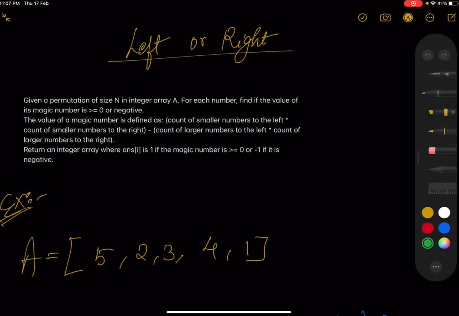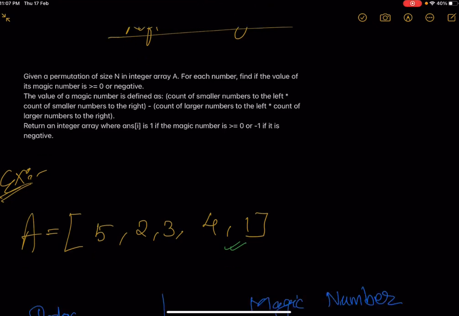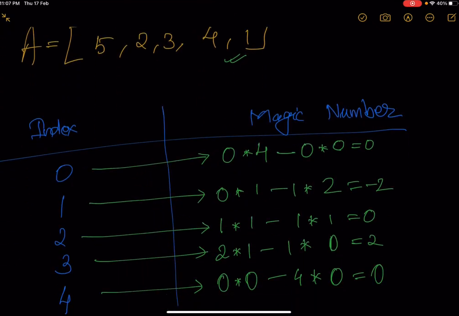For example, let us consider this example. Here we are given a permutation of 5 integers: 5, 2, 3, 4, 1. We need to calculate whether the magic value of each number is greater than or equal to 0 or not. So let us consider the various indexes: the 0th element, then the 1st, 2nd, 3rd and 4th element.